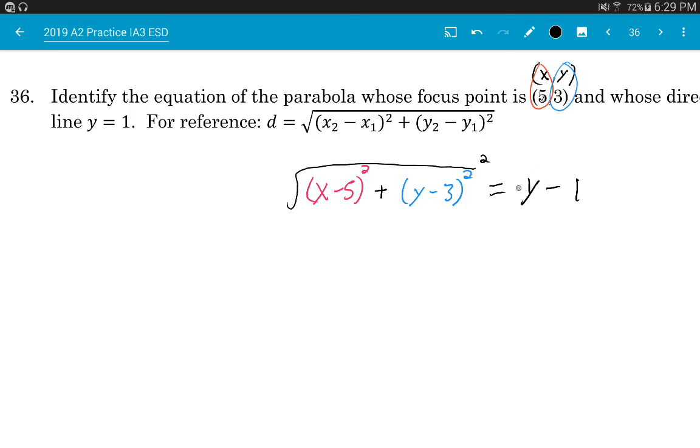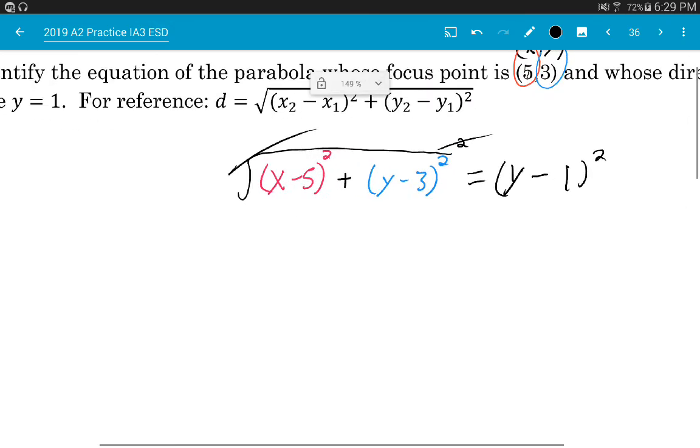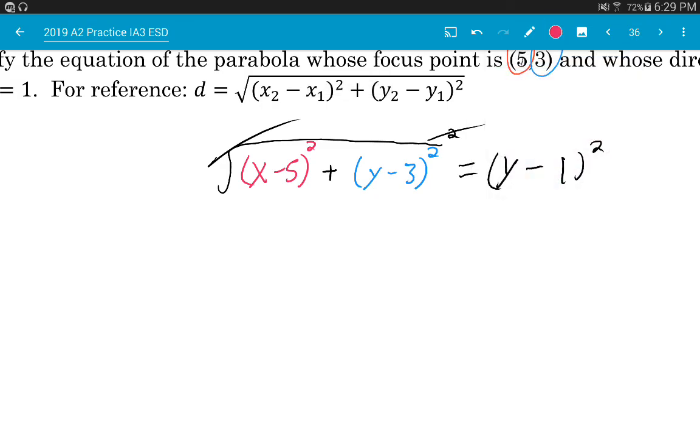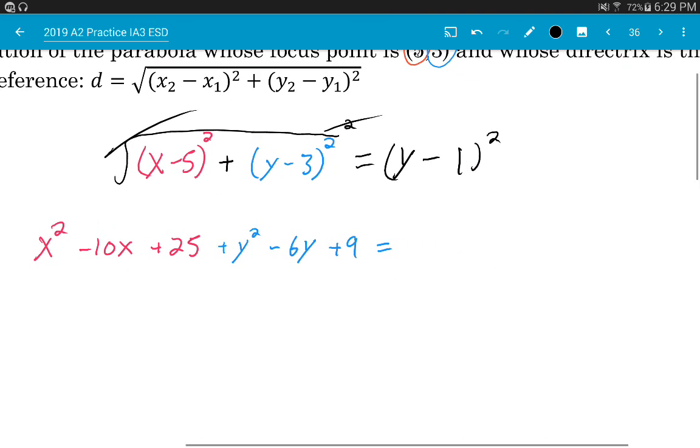To get rid of it, I square both sides. And I end up with a box method, a box method, and a box method. Now I'm going to use a shortcut because the box method is way too long for what I'm about to do. X times x is x squared. Negative 5x times 2 is negative 10x. And negative 5 times negative 5 is positive 25. This is going to be y squared minus 6y plus 9 is equal to y squared minus 2y plus 1.